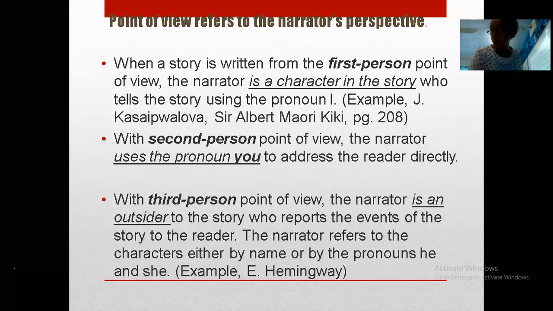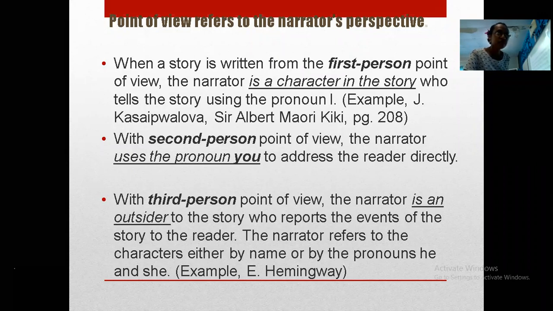The short text which you read from John Kasipalova, Bitonaris Bad Magic, is an example, or Sir Albert Marikiki. If you observe in your textbook, page 208, we haven't had a chance to look at that yet, but it is being prepared in your next worksheet. So you're going to read this extract from Sir Albert Marikiki. Those are examples of first person.